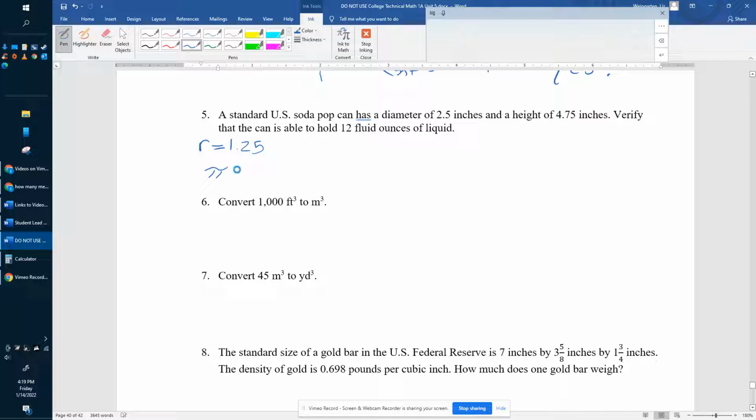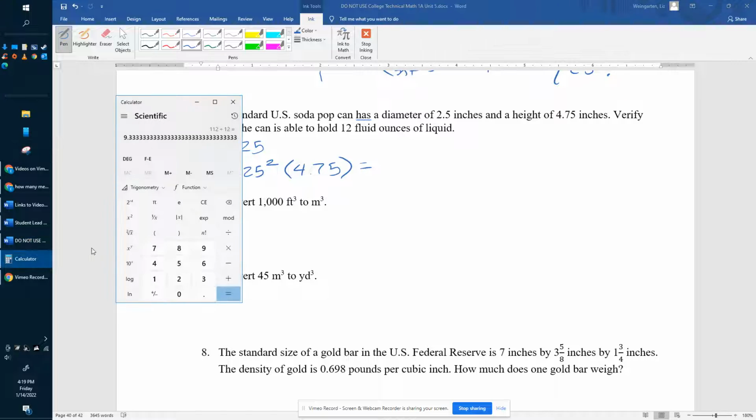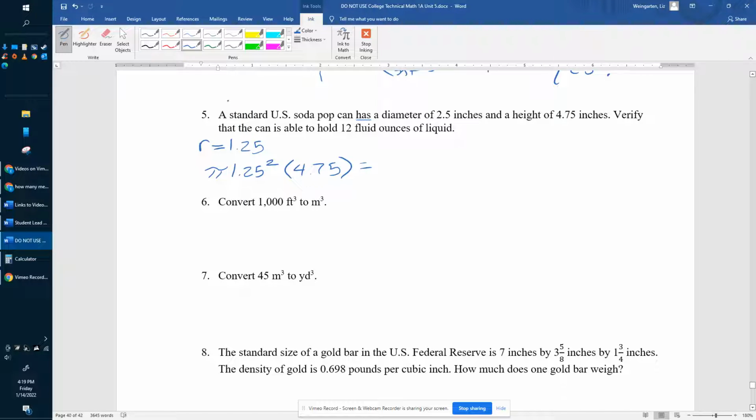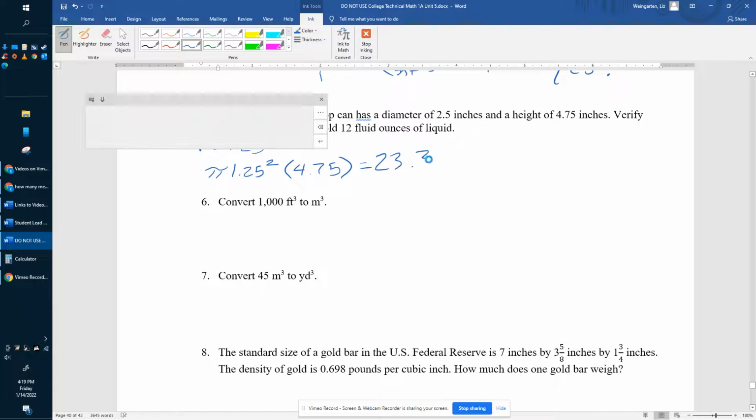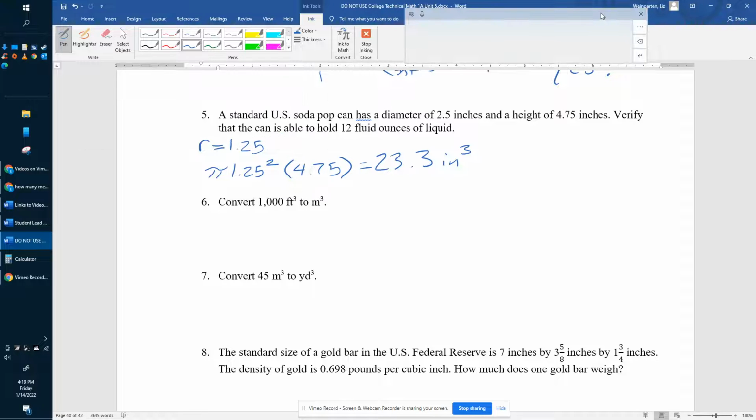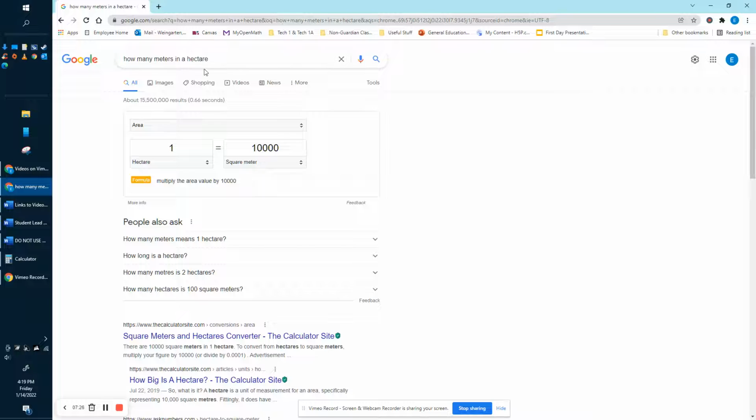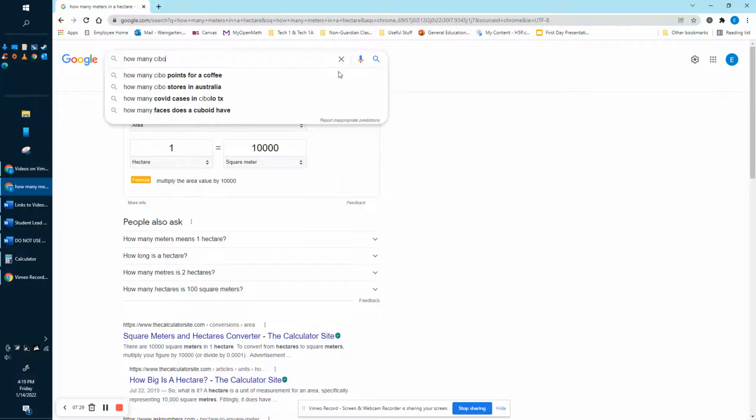So pi r squared times the height equals 23.3 cubic inches. So now we have to figure out how to convert cubic inches to fluid ounces. So let's Google that. Oh.